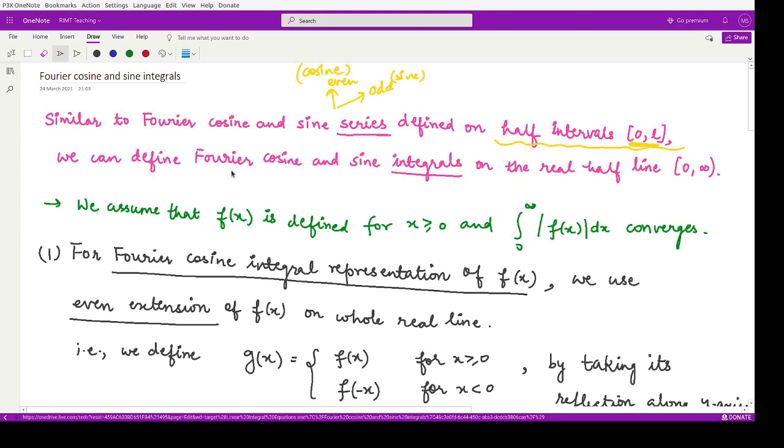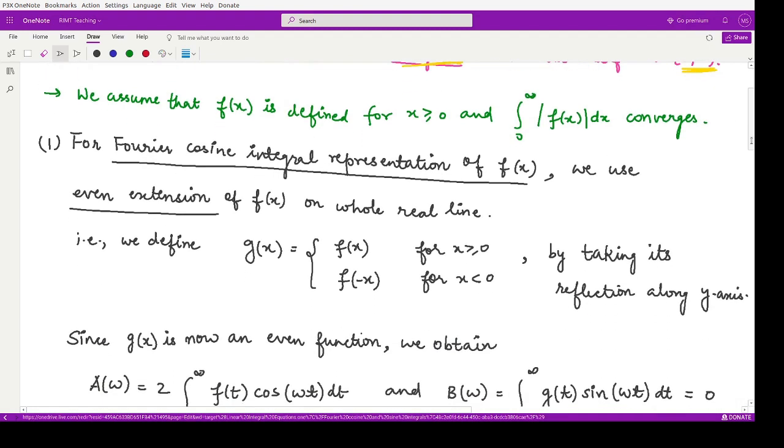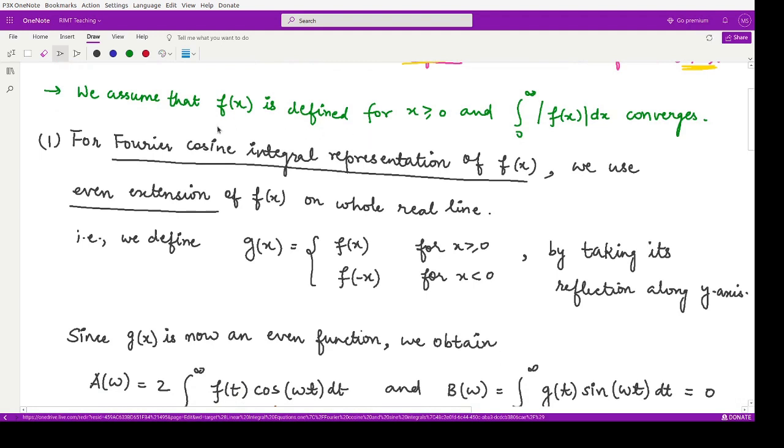Now we will define the corresponding Fourier cosine and sine integrals on the real half line. That means we are not taking any finite half interval but the infinite half interval from 0 to infinity. For that, what are the conditions? The first condition is that the function should be defined for all values of x greater than or equal to 0. Moreover, this integral should converge. That means we say f is absolutely convergent.